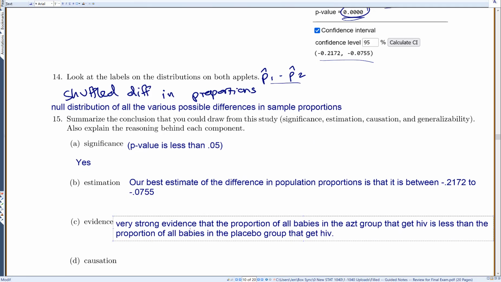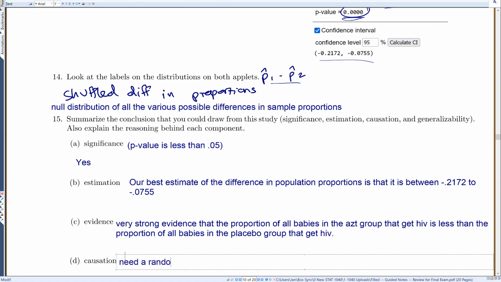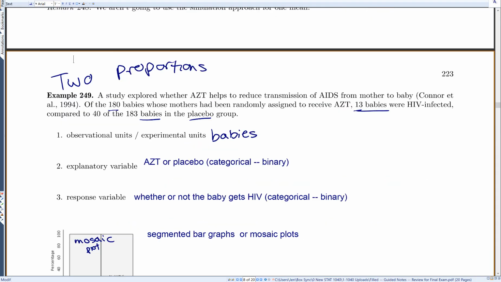Now we want to know, well, what about causation? Can you say cause and effect? Well, to say cause and effect, you need a randomized experiment. So let's scroll way up to the beginning and see if it was. So way up at the very beginning, it says there are babies that were randomly assigned. So it does look like we did random assignment. Notice it doesn't say anything about if it was a random sample.